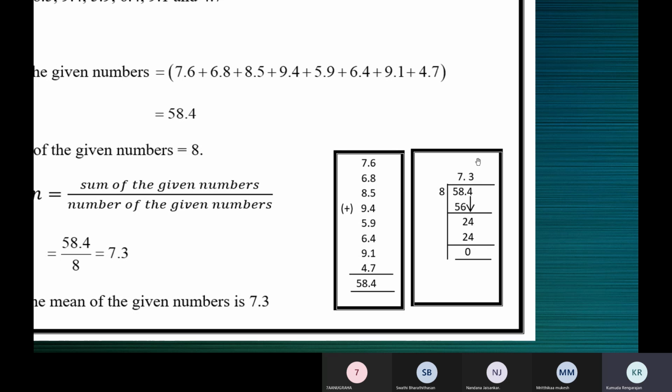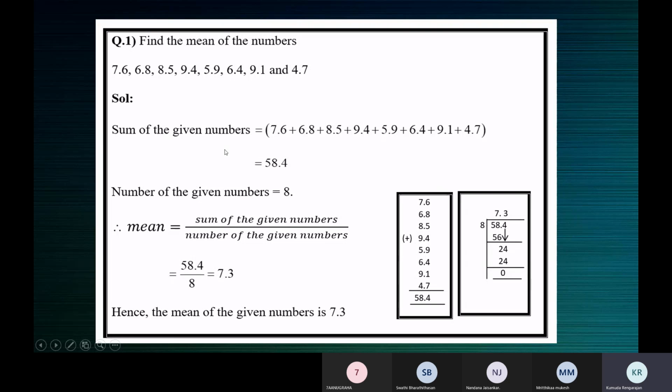This is the crucial part of finding the mean. If we know the formula, but we don't know how to add and divide, then you cannot complete the answer. The method of finding the mean may be easy. Simply add the numbers and divide. But we should be sure that we know decimal addition and decimal division, otherwise you will not be able to complete the answer.